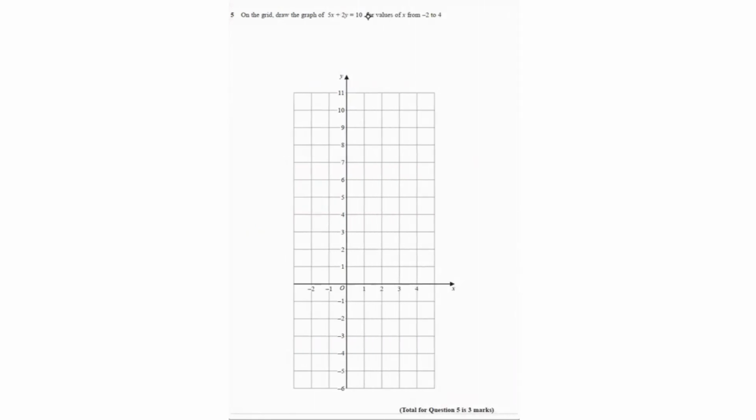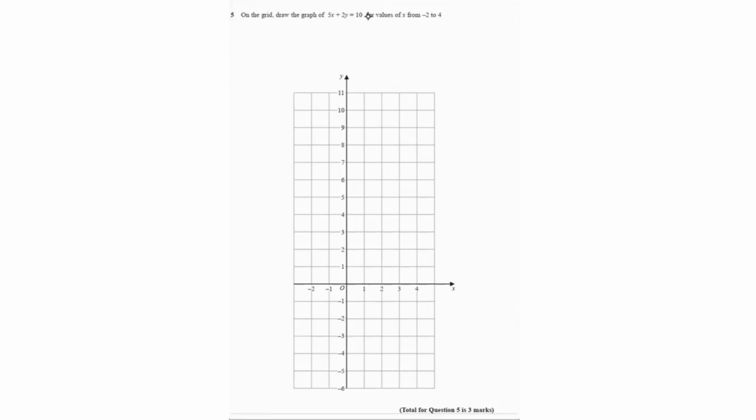The next type of thing they can test you on is that they can give you a grid and ask you to draw the graph of 5x plus 2y equals 10, which is a linear equation, a straight line, for values of x from negative 2 to 4. So this is something that you would have learned in year 7 as well, where they give you a table of values and they ask you to fill the table with the missing values using the given equation and the values, and then create a line for it on the grid.